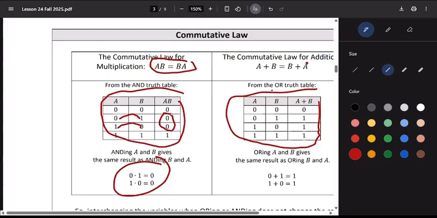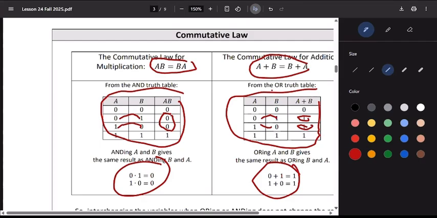Now coming to the addition, adding A to B is the same thing as adding B to A. If you want to see what I'm talking about, it's this: 0 plus 1 is 1, and 1 plus 0 is 1. So that is what corresponds to that.